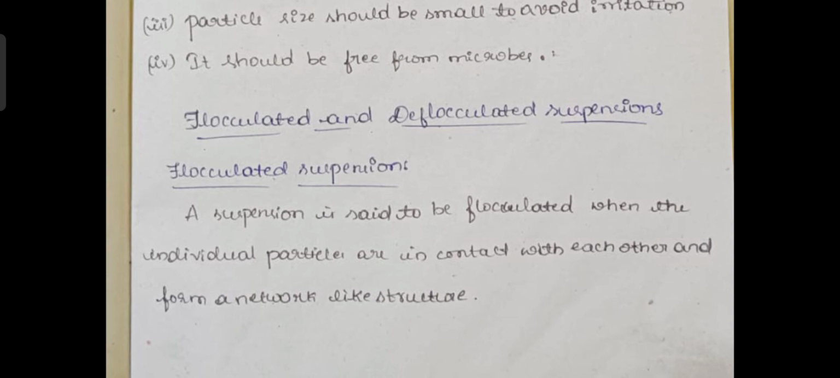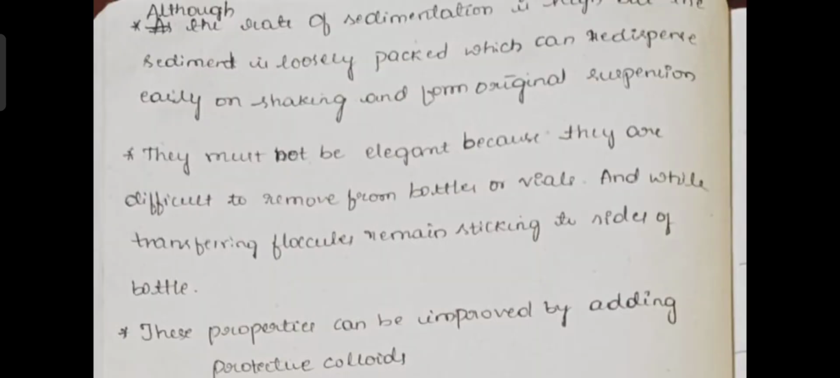Flocculated suspension. A suspension is said to be flocculated when the individual particles are in contact with each other and form a network-like structure. In this, the drug particles will be dispersed into the solvent. When one particle is in contact with another particle, the chain will form, the network will form. That is called a flocculated suspension.